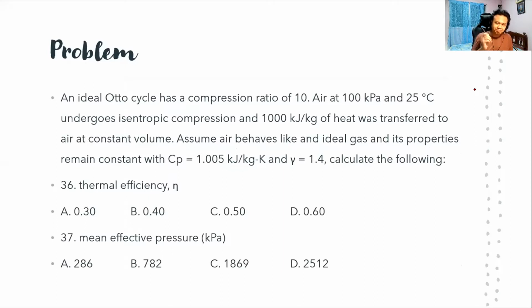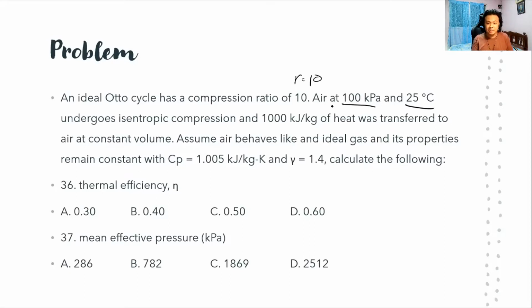Okay, so first we have an Otto cycle. So an ideal Otto cycle has a compression ratio of 10. So let's note we have R is equal to 10. And then we have our pressure at 100 kilopascals, and then at 25 degrees Celsius. Undergoes isentropic compression, and 1,000 kilojoules per kilogram of heat was transferred to air at constant volume.